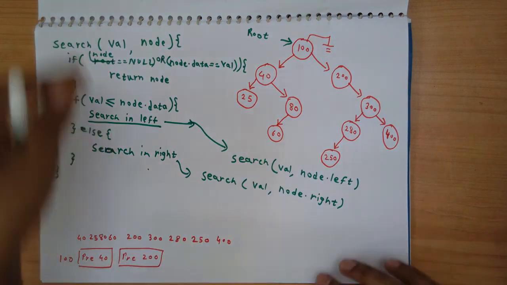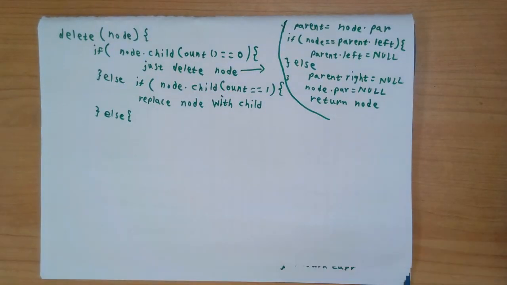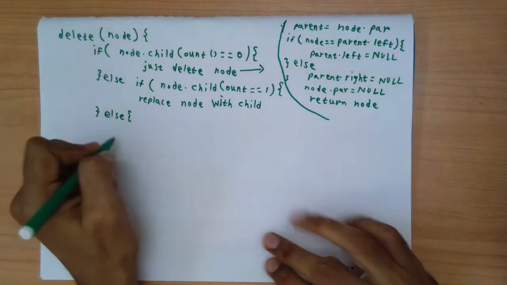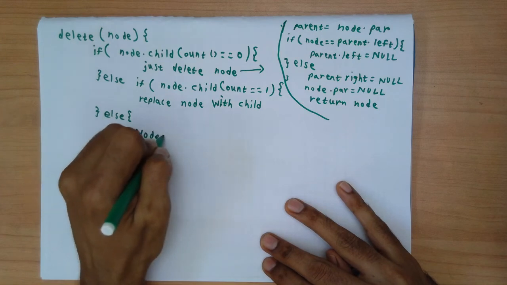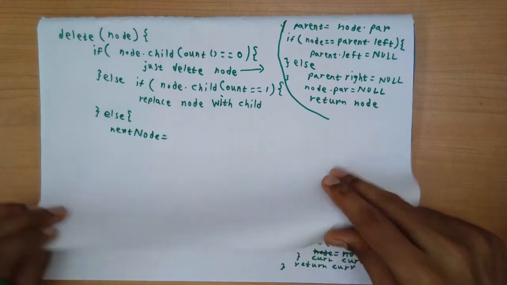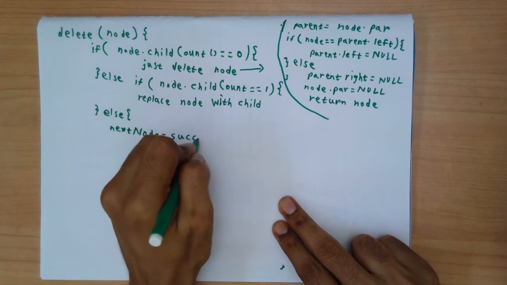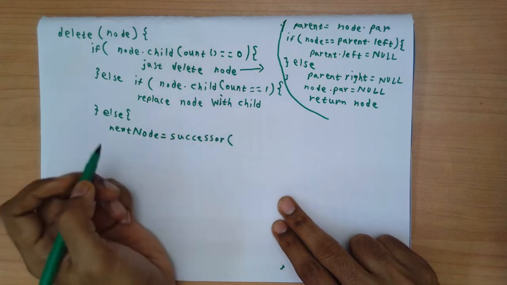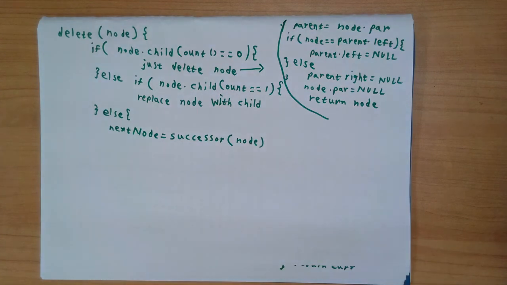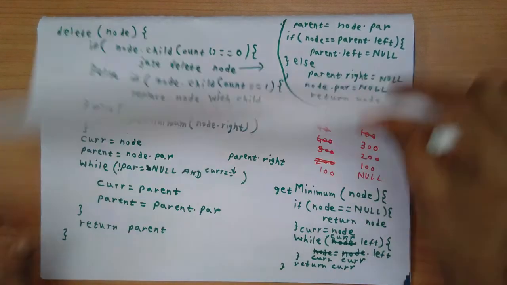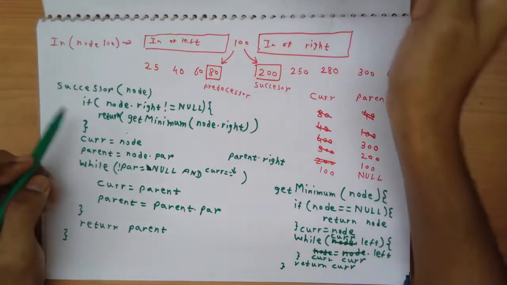In that case, we already know how to find the successor. So I'll say next node equals the function that we just defined, successor for a node. I'll call the successor of the current node, and note that the current node has a left child as well as a right child. If the right child is present, then the successor is always located in that right subtree. So we'll always hit this case here.